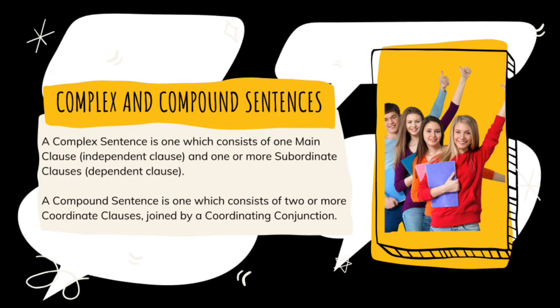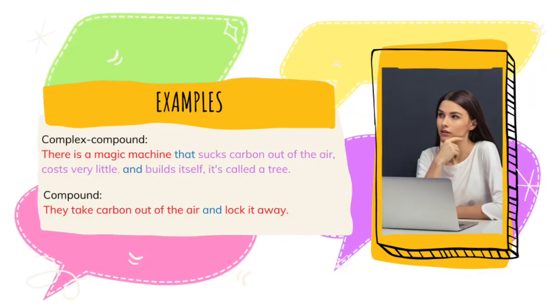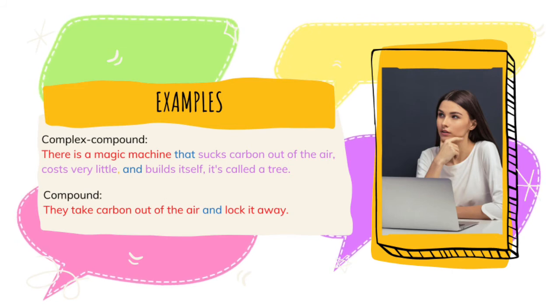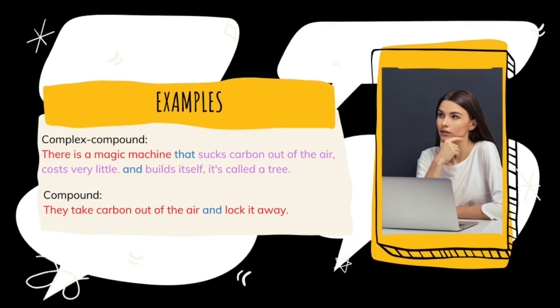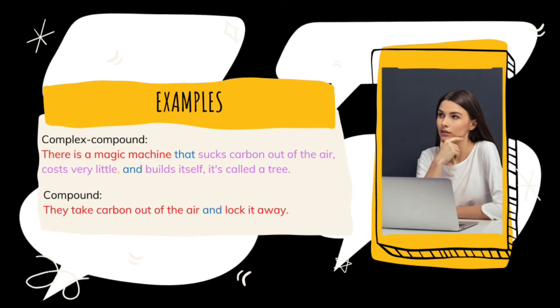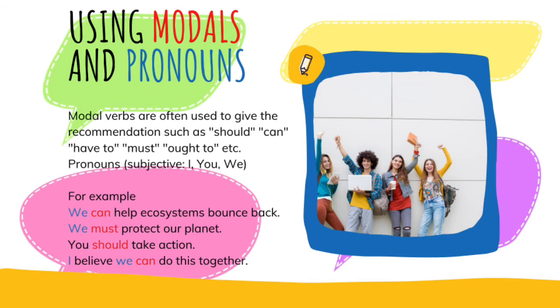We're going to look at examples of each, complex sentence and compound sentence, like this one. There is a magic machine that sucks carbon out of the air, costs very little, and builds itself. It's complex. When compound, we have the conjunction and. They take carbon out of the air and locked it away. So when we use complex and compound, it has clauses like that, with the conjunction.